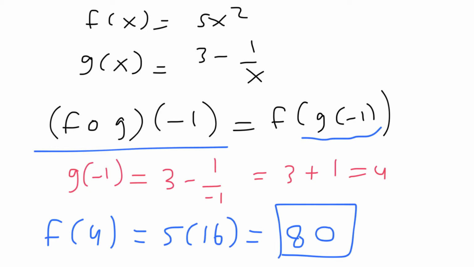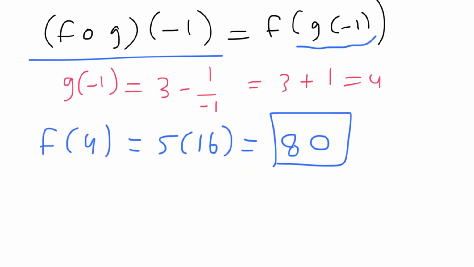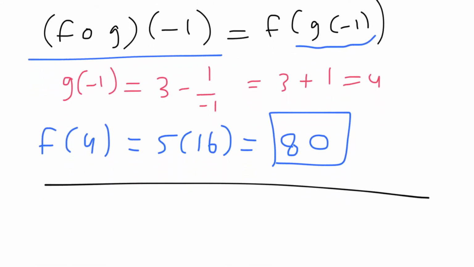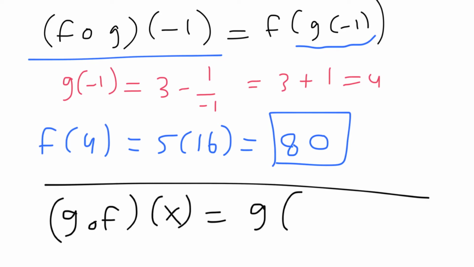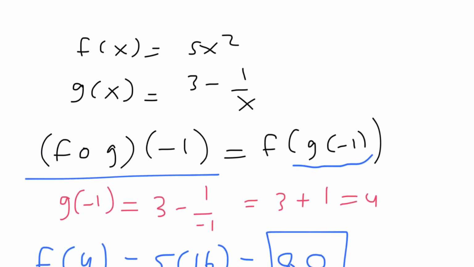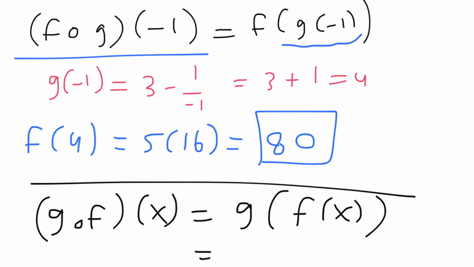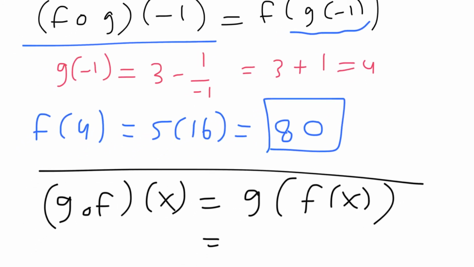Clear? Okay, suppose I ask you, how about g of f of x? Let's get another one, just for practice: g of f of x. So you have to write f of x first. What was f of x, if you remember? F of x was 5x squared. So that's g of 5x squared.